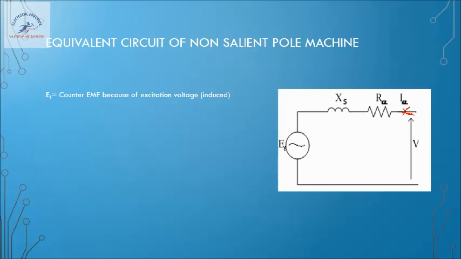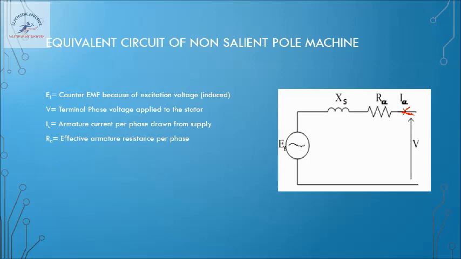So let us see the terminologies. EF is the counter EMF because of the excitation voltage. This EMF is induced in the stator winding because of the rotor field. Next, V is the terminal phase voltage applied to the stator. We are dealing with a three-phase circuit, but this is a per phase equivalent circuit. So V is the phase voltage. IA is the armature current per phase drawn from the supply. RA is the effective armature resistance per phase. XS is the synchronous reactance per phase.